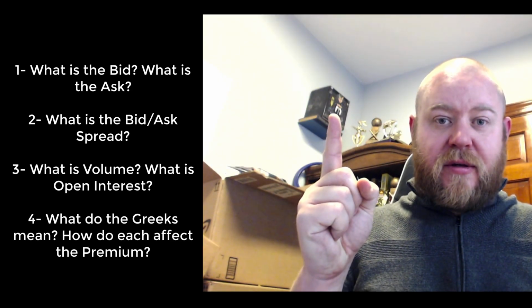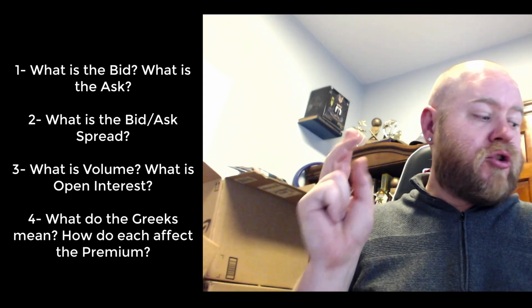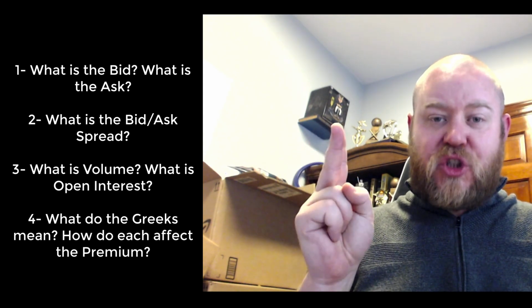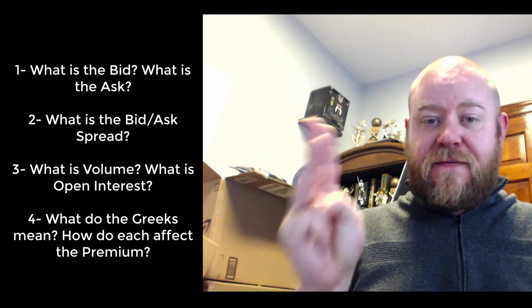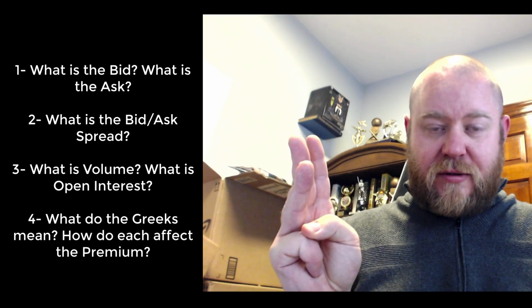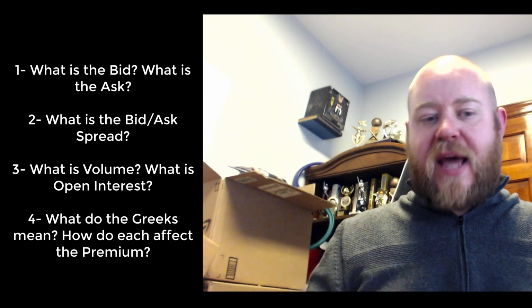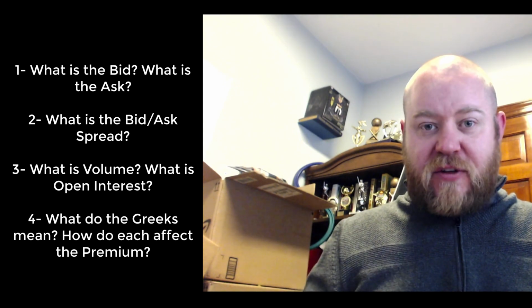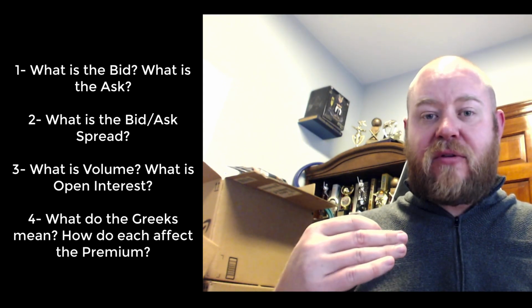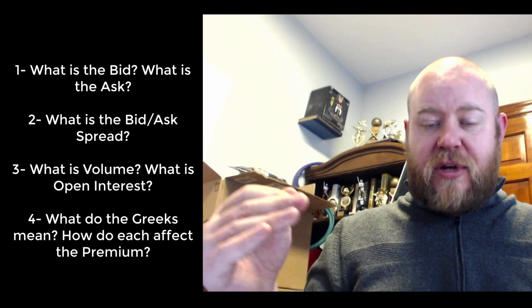There's a couple things I want you to be able to ask yourselves and be able to answer after watching this video. One, what is the bid and what is the ask? Two, what is the bid-ask spread? Three, what is volume and what is open interest? And four, go through the Greeks. Go through delta, gamma, theta, vega, and understand what each of them is, what they represent, and how they affect the options premium price.